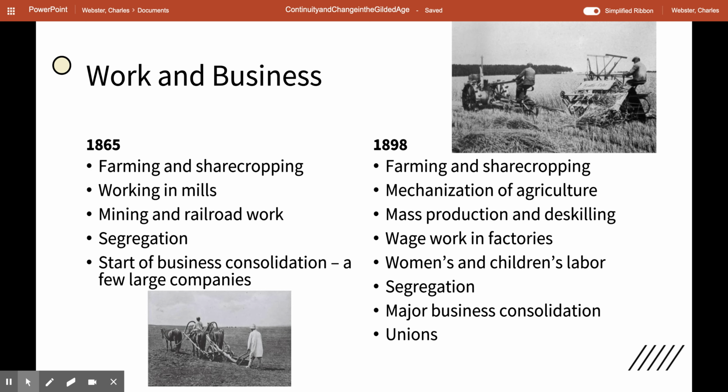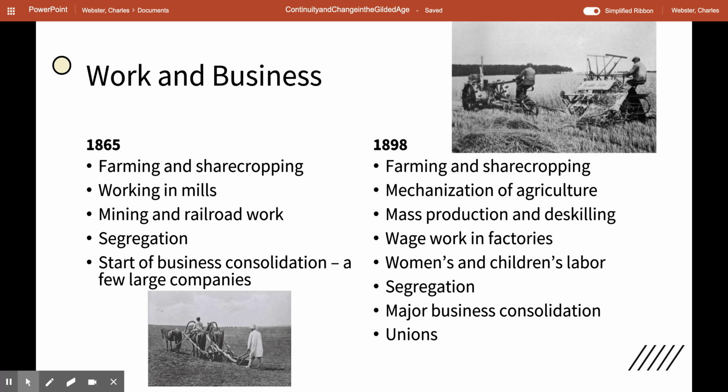So, if you take a look on the right column, you'll see 1898. There were still plenty of farmers and sharecroppers in 1898, although the mechanization of agriculture in the late 19th century had a negative effect on many farmers, sending them to the city looking for work. Remember, that's why many of them migrated to the city. By the end of the century, more people worked for someone else for wages than worked for themselves for the first time in American history.